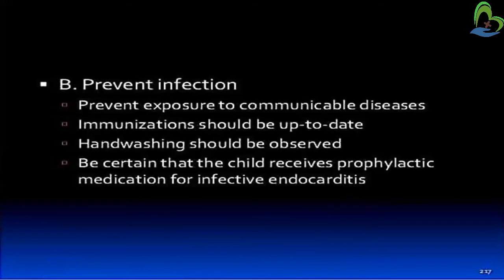Then next is to prevent infection. For preventing infection, we have to prevent exposure to communicable disease. Communicable disease means a disease that can be transmitted from one person to another person. So we have to prevent the child from exposure to such communicable diseases. Then immunization should be up to date. Whatever immunization is listed in the WHO schedule, we have to give those vaccines to the child as per the immunization schedule. Then hand washing should be observed. That is, we have to strictly wash hands before and after contact with the patient.